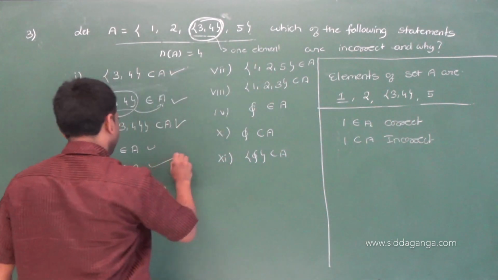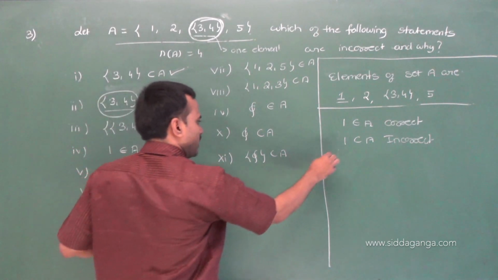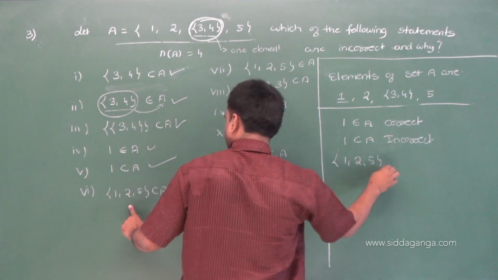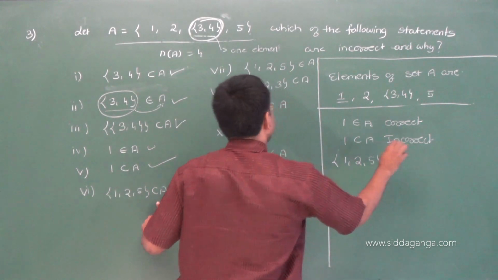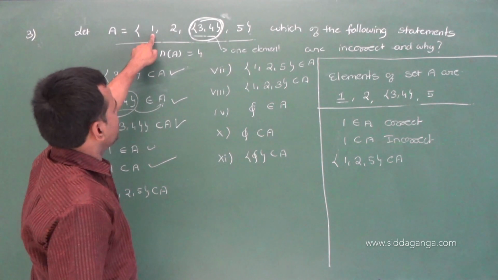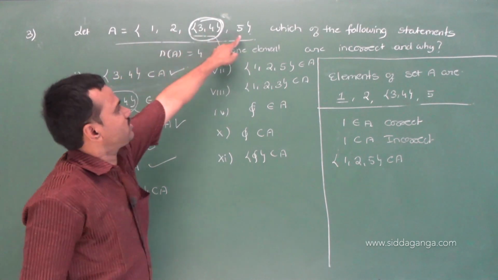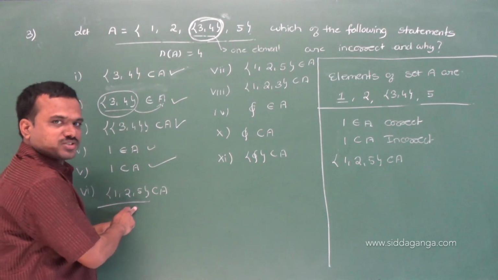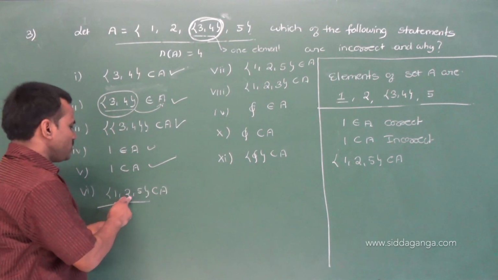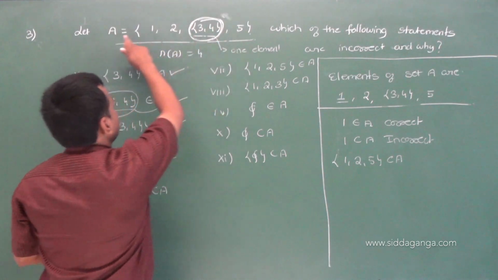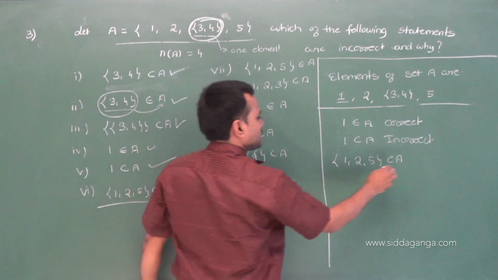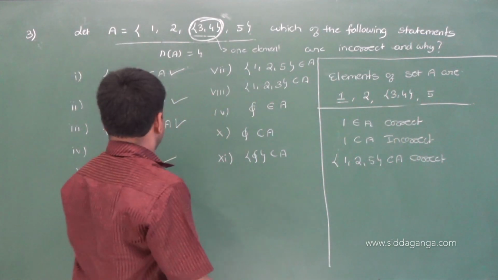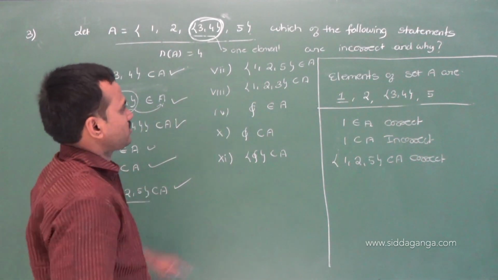These two are over. Next, {1, 2, 5}. He has given a set. {1, 2, 5} is a subset of A. Observe here: 1 is also present, 2 is also present, 5 is also present. So this is a set containing 3 elements, 1, 2, 5. No doubt it is a subset of A. It is correct. This one is over.